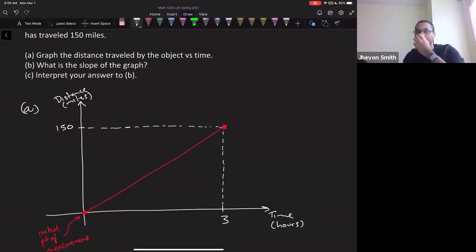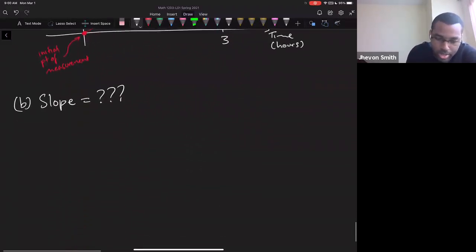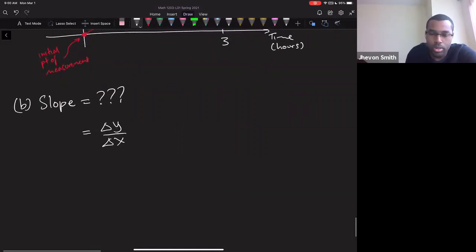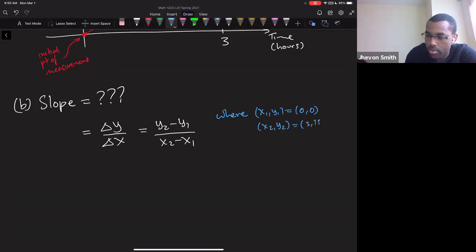What is the slope of this graph that I just drew? Would it be 50? It'd be 50. How do you get that? Well, there are a couple ways. You realize that the slope is the change in the y over the change in the x, right? So it's y2 minus y1 over x2 minus x1. And we already know our x1, y1 is 0, 0, and our x2, y2 is 3, 150.